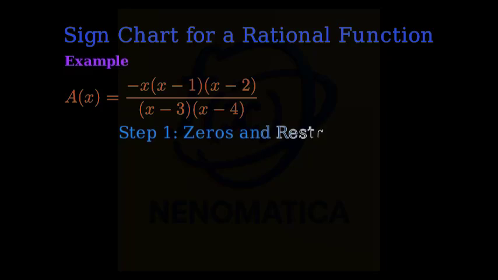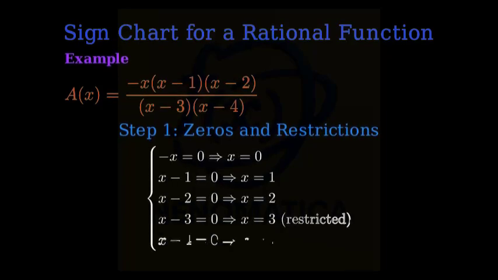Step 1. Find all zeros of the numerator and the restrictions from the denominator. Setting each factor equal to 0 gives us the following list. Negative x equals 0 implies x equals 0. X minus 1 equals 0 implies x equals 1. X minus 2 equals 0 implies x equals 2. For the denominator, x minus 3 equals 0 implies x equals 3, and x equals 4. These are restrictions and cannot be included in the domain.